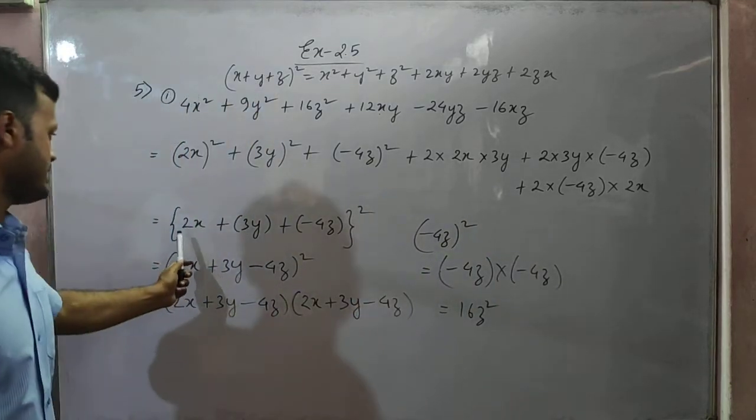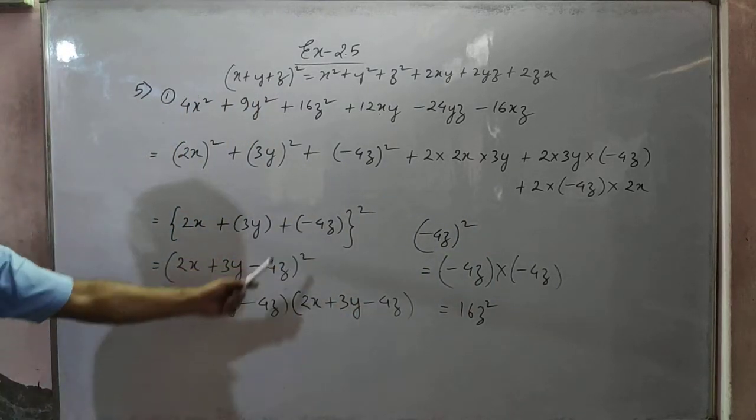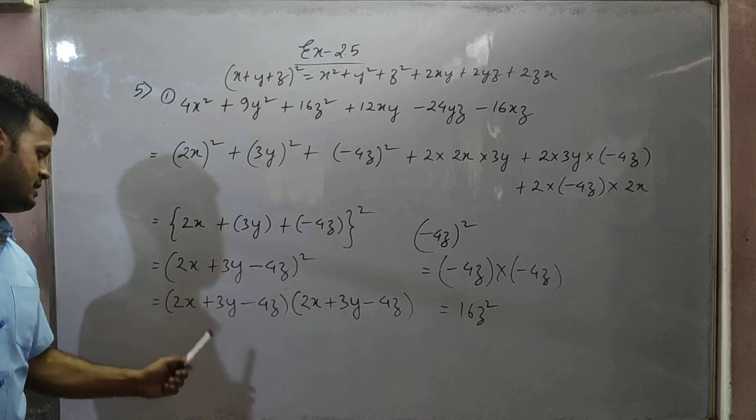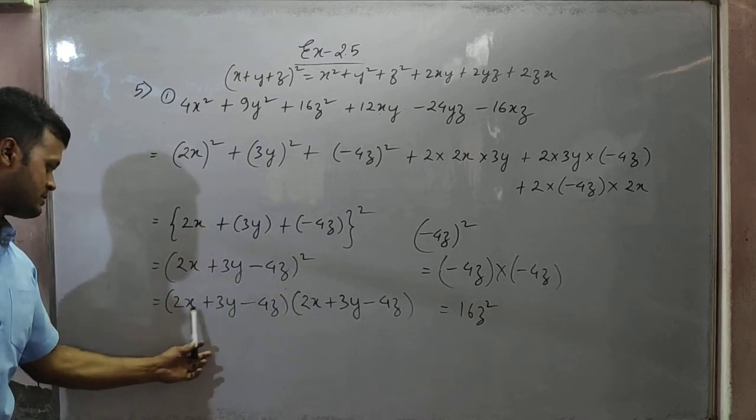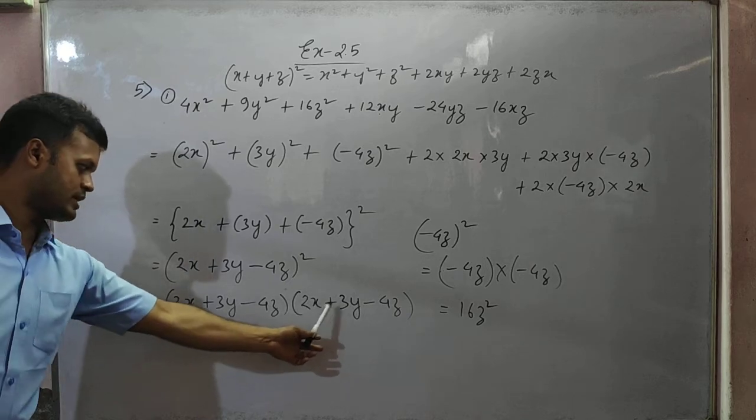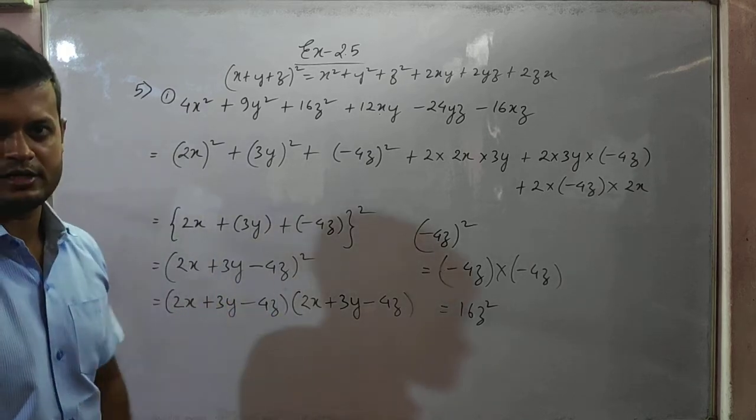So then you can write easily x plus y plus z whole square. Just open this bracket, this will be minus, then 2x plus 3y minus 4z whole square. So 2x plus 3y minus 4z into 2x plus 3y minus 4z. Is it okay?